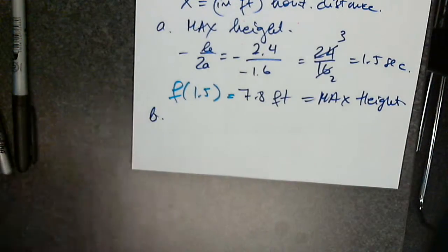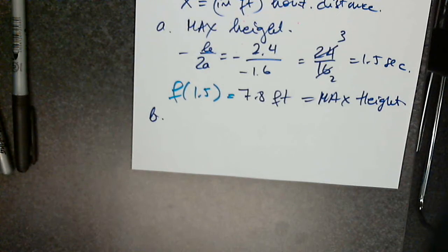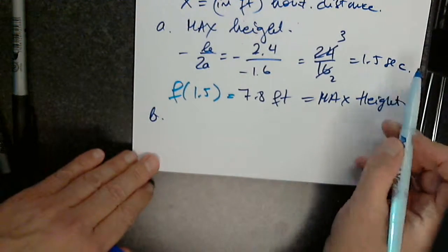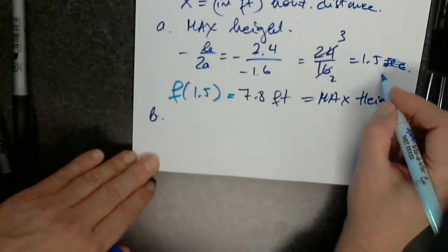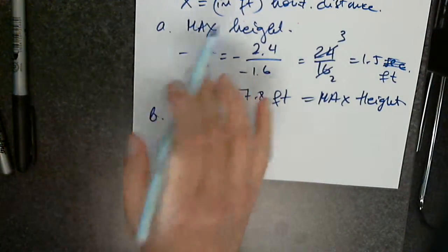In part B, how far does the ball travel horizontally before hitting the ground? Oh, actually, I made a mistake. It's not seconds, it's also feet. Sorry. I was thinking about time, but no, this x is in feet.